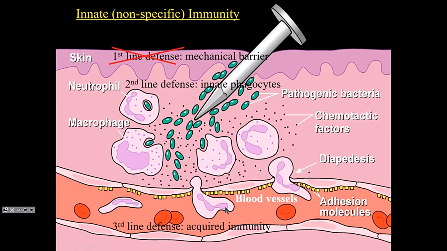foreign pathogens. The second mechanism by which the body can defend itself is through innate or non-specific immunity. This involves primarily neutrophils and macrophages, whereby these cells can phagocytose, in this particular case, a bacteria. When they come into contact with these pathogens, they will phagocytose them and obviously remove them from that location.